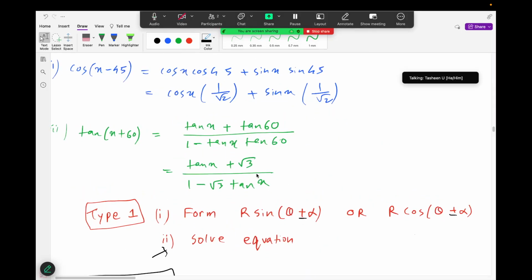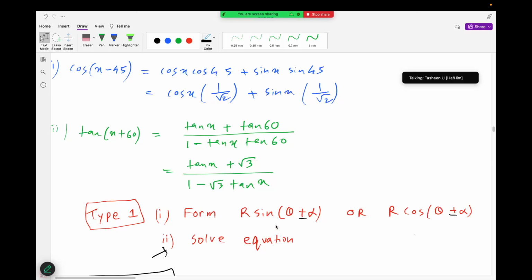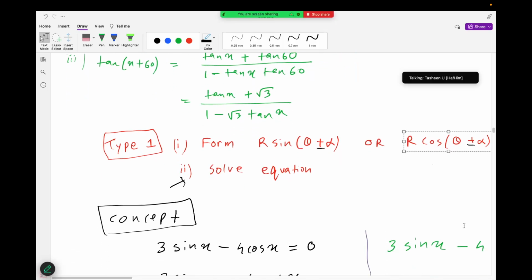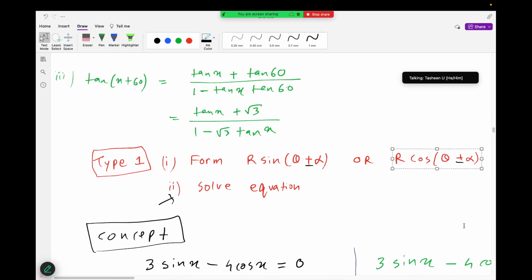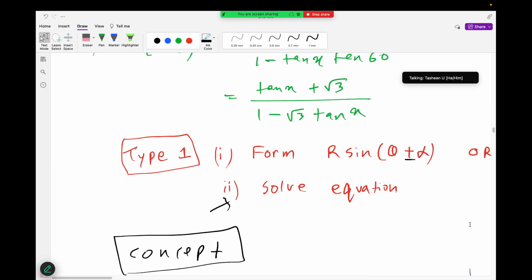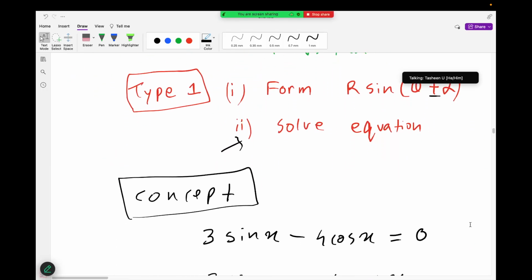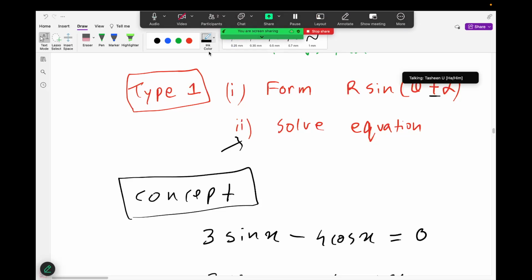Now we move on to type 1 question form. First we have r sine theta plus alpha, and then we have r cos theta plus minus alpha, and then we have to solve the equation. What I mean by that: previously, if we are given an equation like this, how did you solve this up until this point? How do you solve the value for x? What algebra did you do?